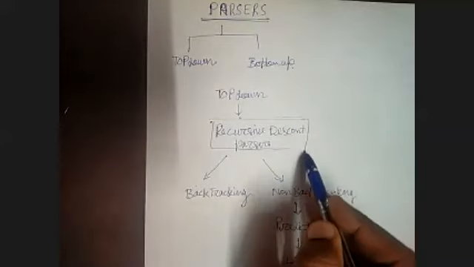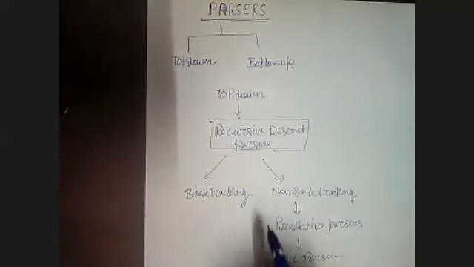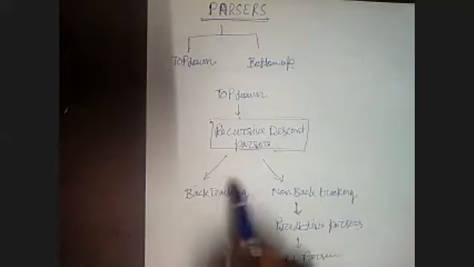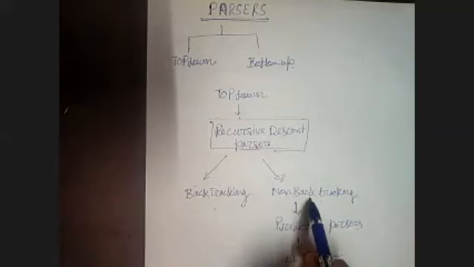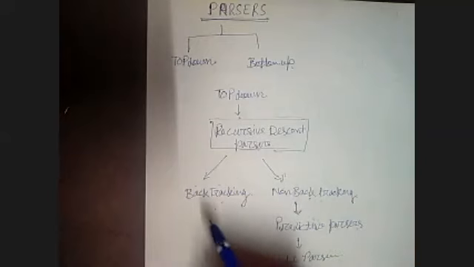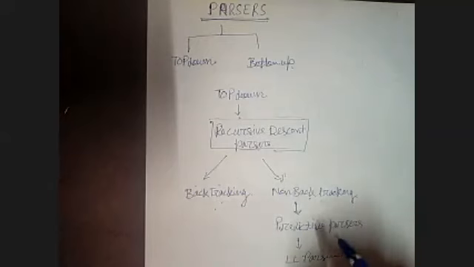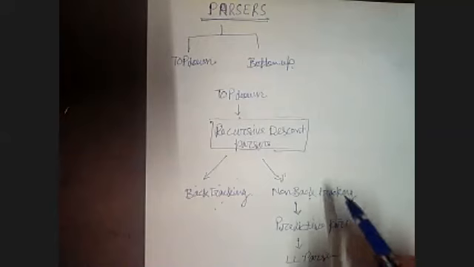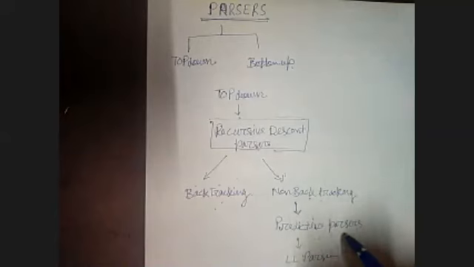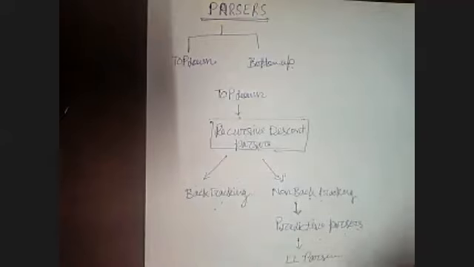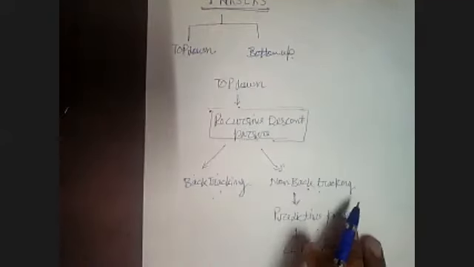So top-down parser is classified into recursive descent parser, and after that the recursive descent parser is again classified into two types. First is backtracking and second is non-backtracking. Backtracking is a simple brute force method. Now the non-backtracking methods are again classified into predictive parser, and predictive parser is classified into LL1 parsing or LL parsers, right? So this is the classification of top-down parsing.